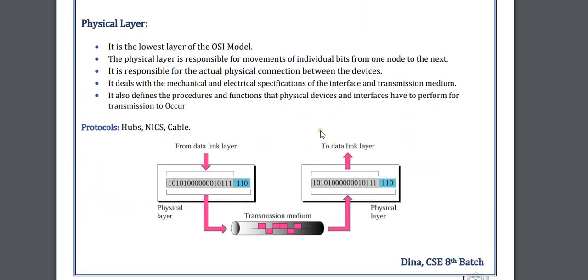The physical layer diagram looks like this. Here is a transmission medium, and here is the physical layer of the sender, and here is the physical layer of the receiver. We have a header and some data. In this layer we use hubs, NICs, cables, etc.